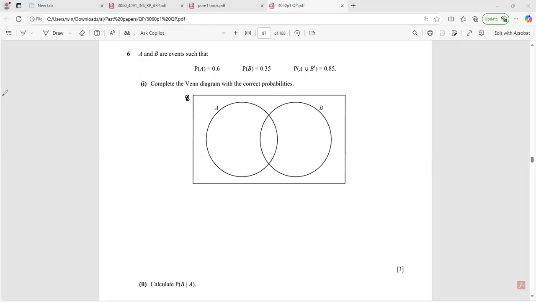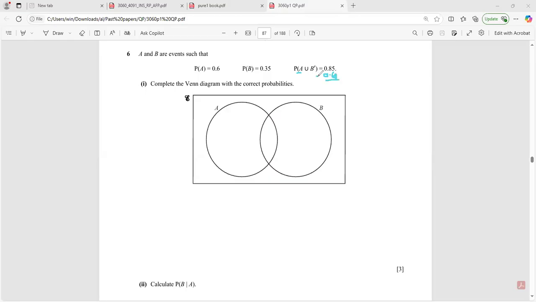Okay, question 6, probability. A and B are events, so the probability of A is 0.6, the probability of B is 0.35, and the probability of A intersect B prime, which is not B, is 0.85. And that is our clue here. So A is actually equal to 0.6.